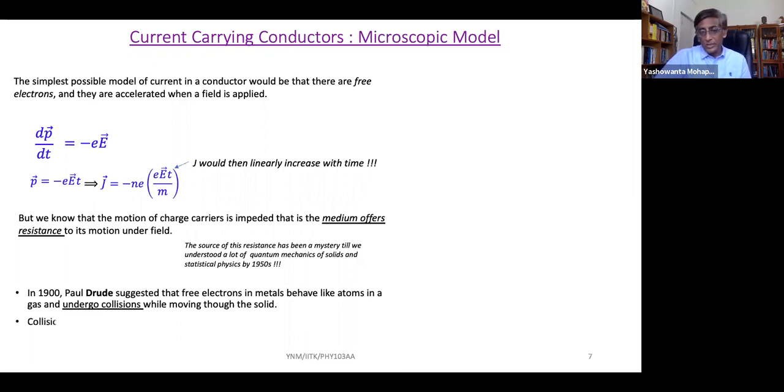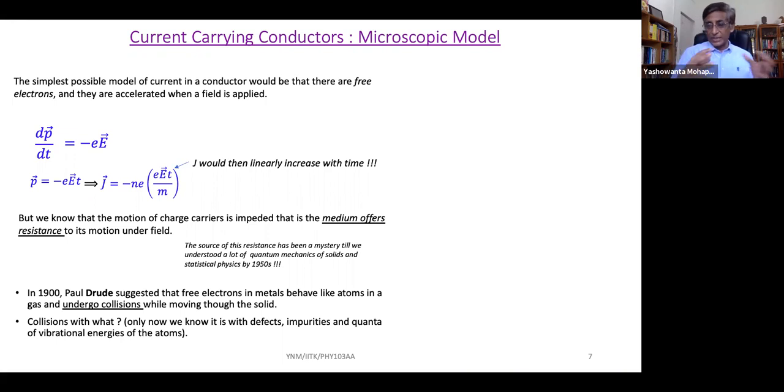So now, collisions with what? Now we know that this collision happens with defects or impurities or quanta of vibrational energy of the atoms. Atoms are oscillating, and the electron can collide with that vibration. By the way, electrons don't collide with atoms. They collide with the vibrational quanta of the vibrating atom. Anyway, that is a separate discussion.